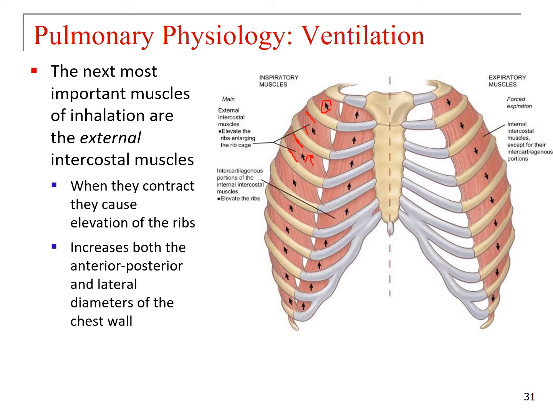So this is going to increase the anterior and posterior dimension of the chest wall and the lateral dimensions of the chest wall. And so the diaphragm kind of takes care of inferior and superior by flattening out. This takes care of the other dimensions, and this accounts for about 25% of quiet breathing, which is known as tidal volume.